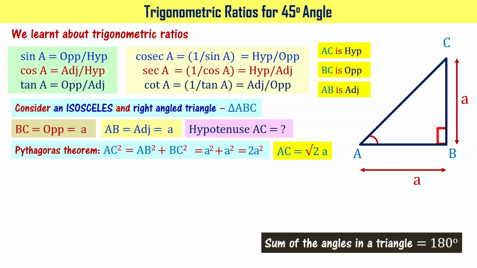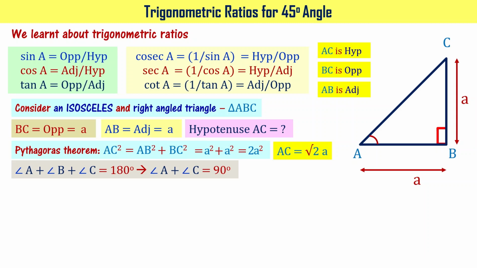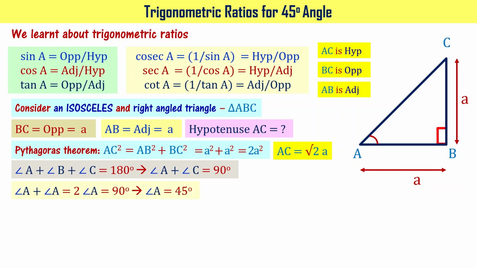And we know that sum of angles in a triangle is 180 degrees. It means angle A plus angle B plus angle C equal to 180 degrees. Since angle B is already 90 degrees, angle A plus angle C is going to be 90 degrees, right? And we have already seen that AB equal to BC equal to small a, right? So we can simply say that angle A is going to be equal to angle C. Since these two sides are equal, the angles opposite to those two sides are going to be equal. That is the idea. So as per that, you get angle A equal to 45 degrees, right?